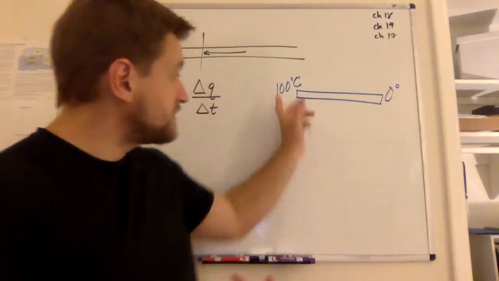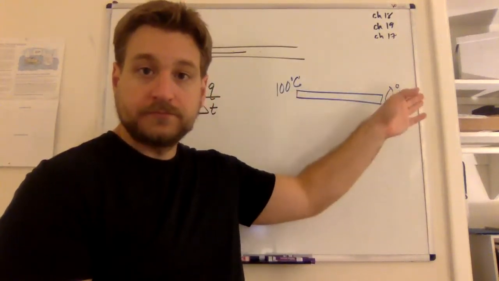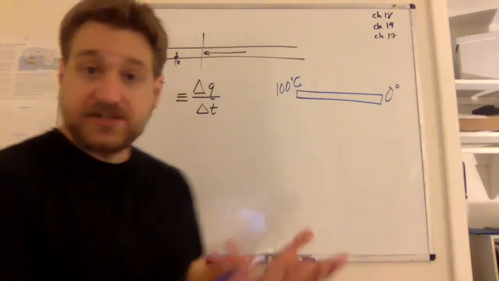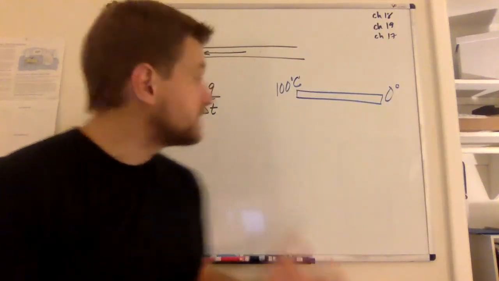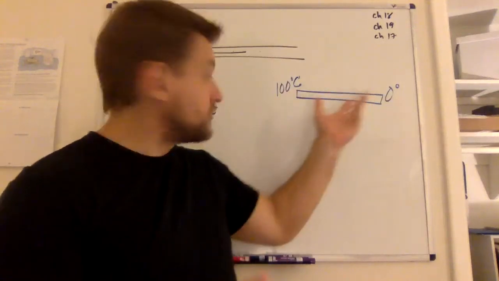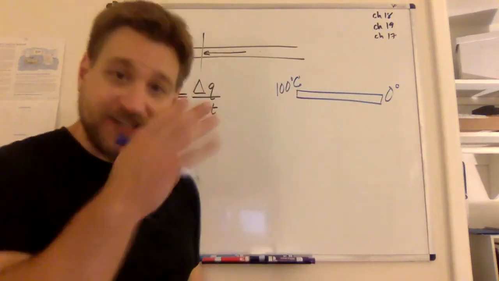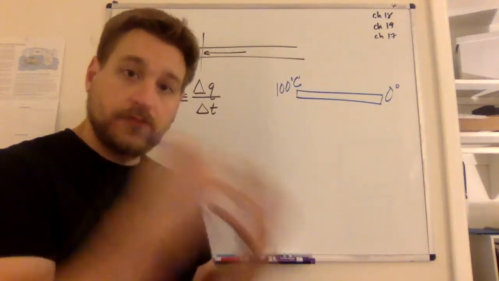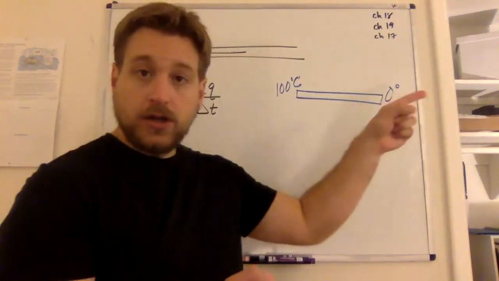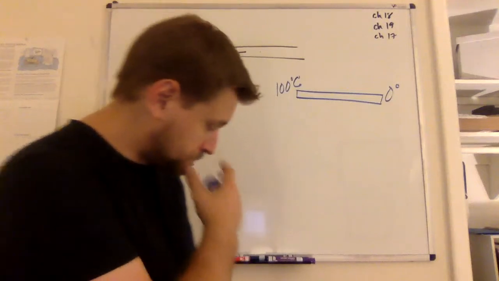What happens is that thermal energy will flow along the copper. This is conduction. This is how we get thermal energy from one thing to another, by directly linking them physically. And we can conduct thermal energy along the copper.